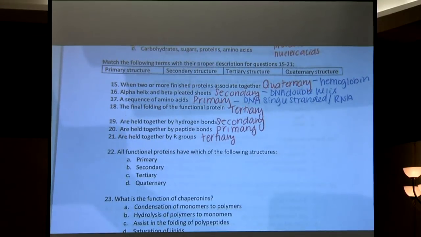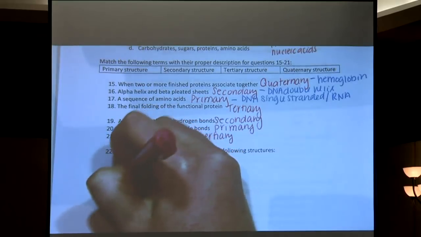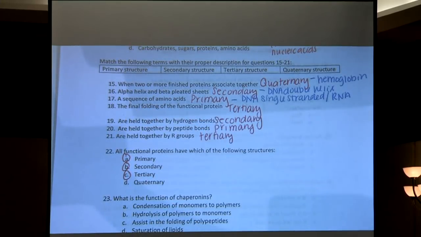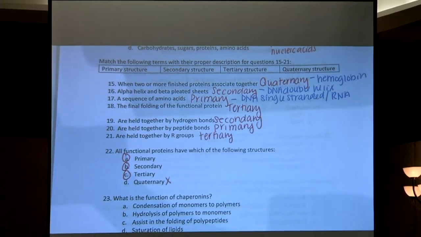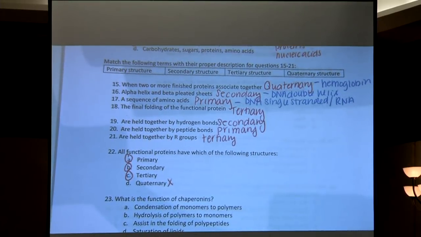Okay. So all functional proteins have which of the following structures? So do they all have primary structure? Good. How about secondary structure? Good, so we should also have secondary. How about tertiary structure? Good. How about quaternary? Do we need it to function? Good, so we don't need quaternary structure. All right.